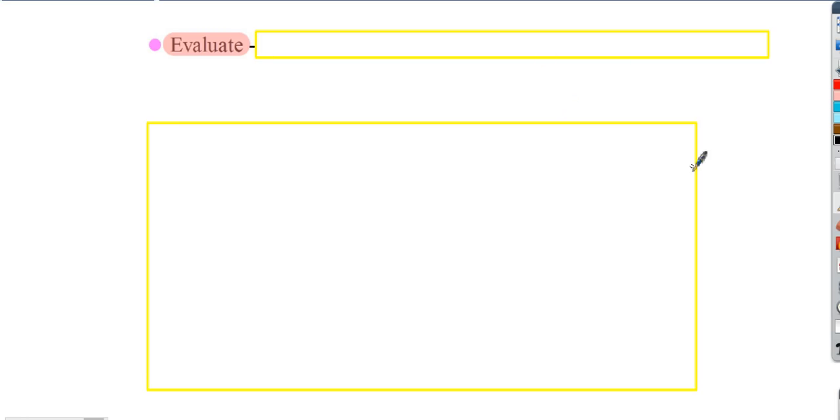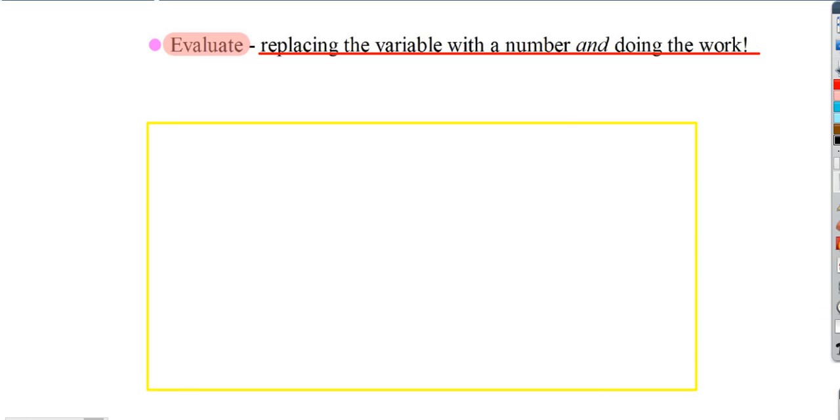Evaluate means replacing the variable with a number. Meaning, all this time we've been just having variables in our expressions. So for example, we have 3x plus 2, right? Do we know what x is? No, all we know is that we just have to multiply 3 with the x, which we don't know what number is, and add 2 to it.